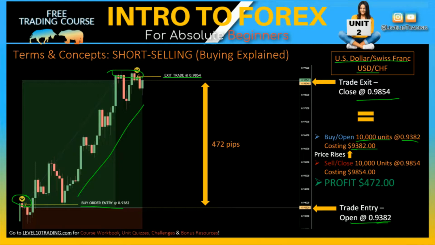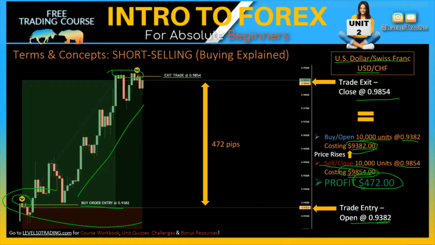At the point of closing this trade, we are actually selling our units at the price of 0.9854. And when we sell our 10,000 units, we receive $9,854 because we bought low here and we're selling high here. And so this is what we're getting. And this just gives us a profit of $472 in this example.